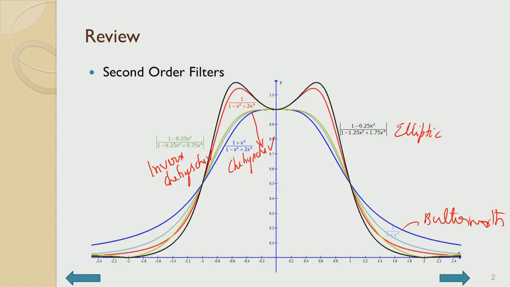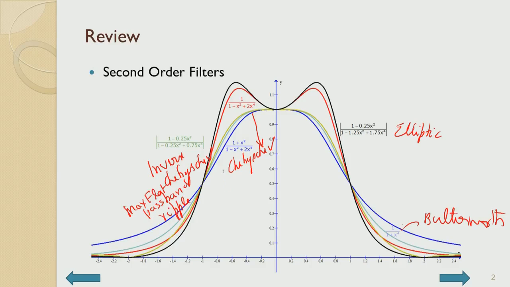So the characteristic feature of inverse Chebyshev is these two coefficients are the same, so that it is maximally flat in the pass band, and there is ripple in the stop band. There is a zero here. So maximally flat in the pass band, and ripple in the stop band. That is the characteristic feature of inverse Chebyshev. So it is this green function.